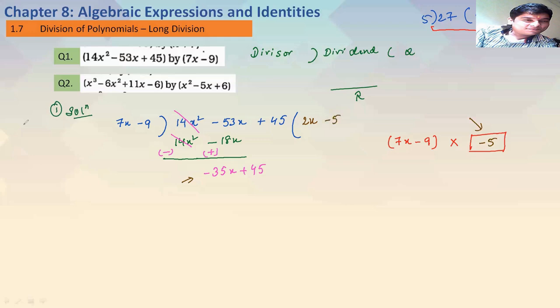So if you multiply by negative 5, what are you going to get in the expression over here? Negative 35x, plus 45. Minus 5 times minus 9 gives plus 45. Yes. A little bit of care needs to be taken over here. So it'll get cancelled again. No, not cancelled actually, it'll become negative.